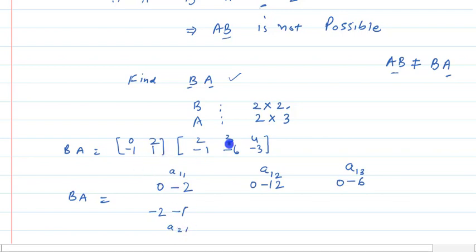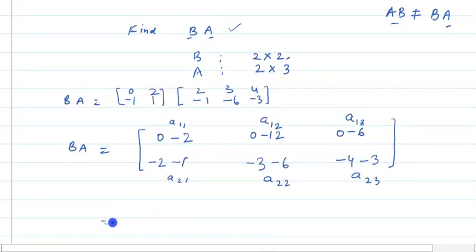Now the second row multiplied by the second column elements. In the same manner, we get minus 3 and minus 6. So this element is A22 because the second row is multiplied by the second column. Now the turn is of the second row and third column. In the same manner, minus 1 multiplied by 4 is minus 4 and 1 multiplied by minus 3 is minus 3. So clearly the element is A23. I hope you understood how we get the elements of the resultant matrix.